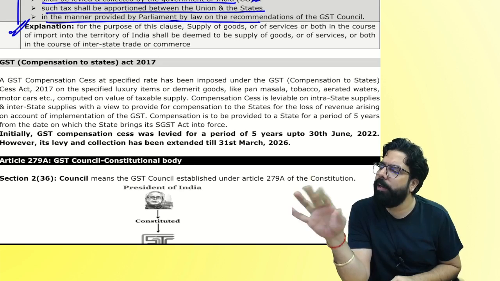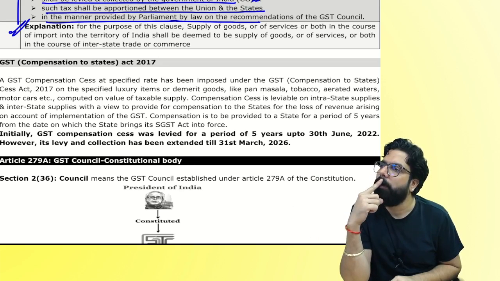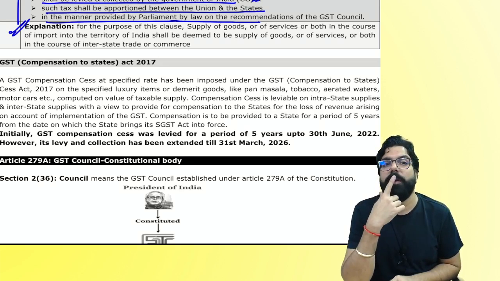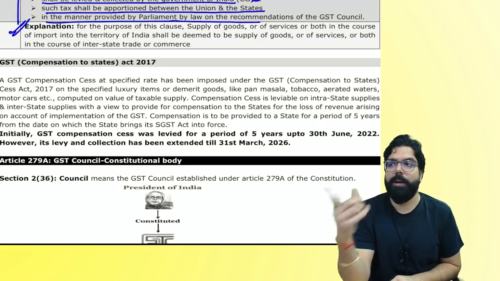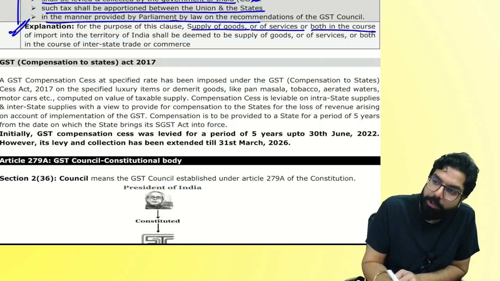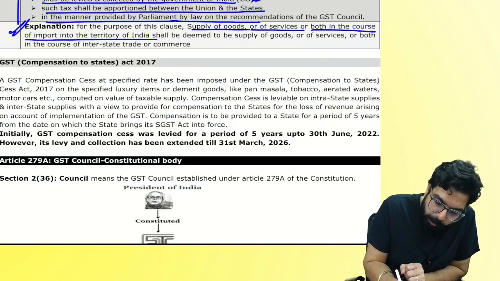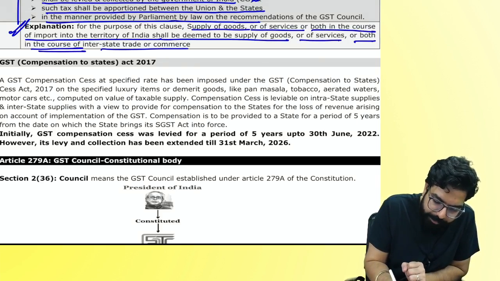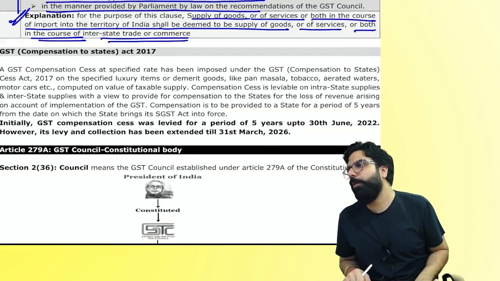Tell me one thing. Import is intra or inter? Import, international, is intra or inter? Inter. Sure? I did not say. See here. Supply of goods or service or both in the course of import shall be deemed to be supply of goods or service or both in the course of interstate. Can we go ahead, everyone?